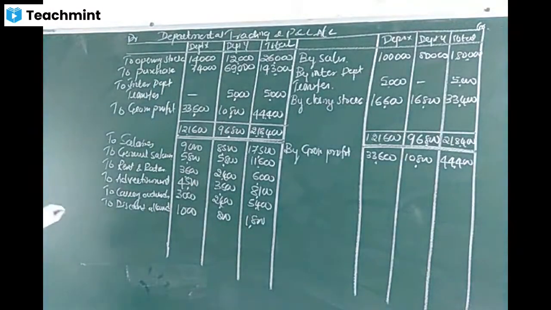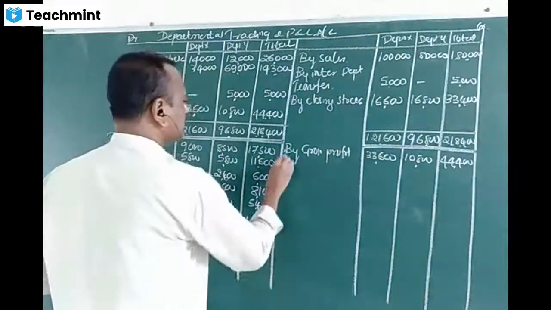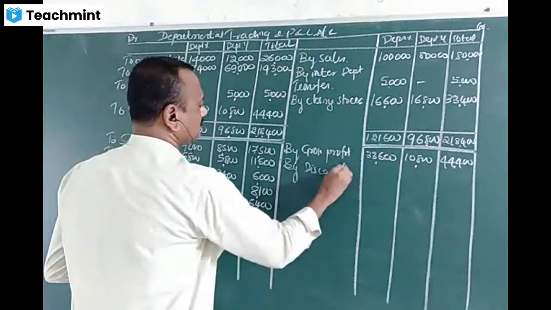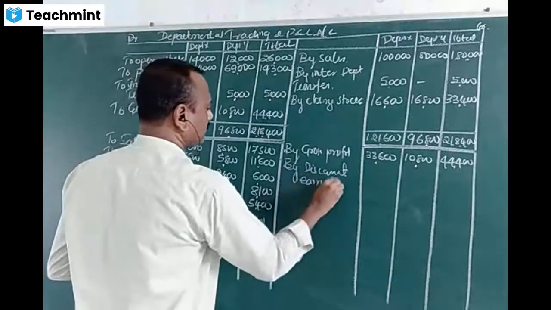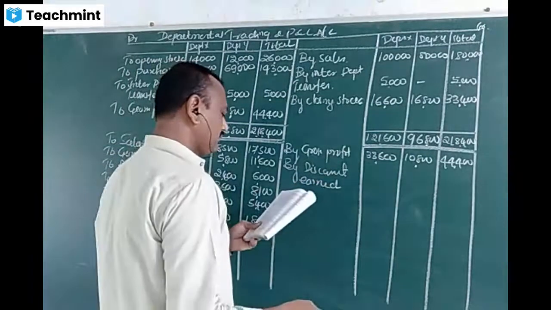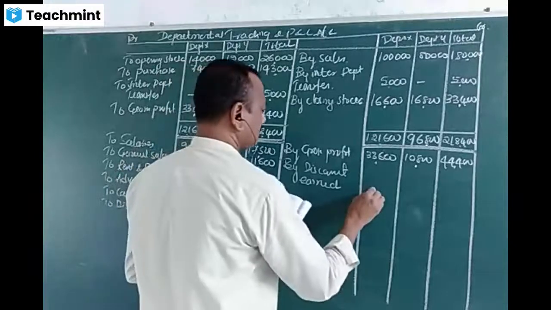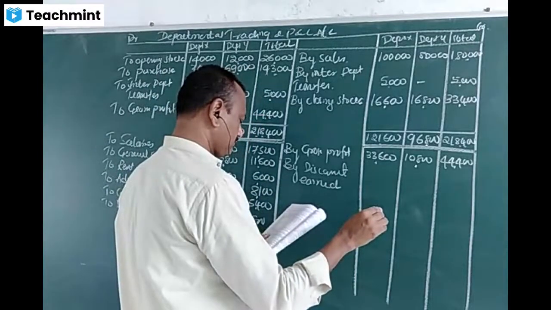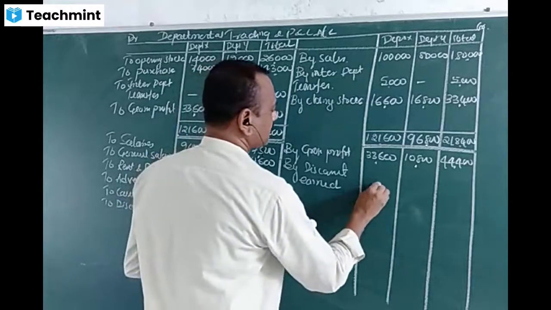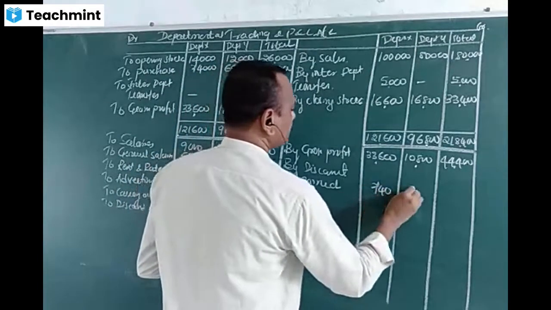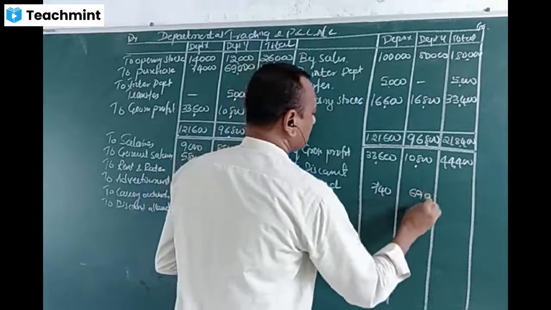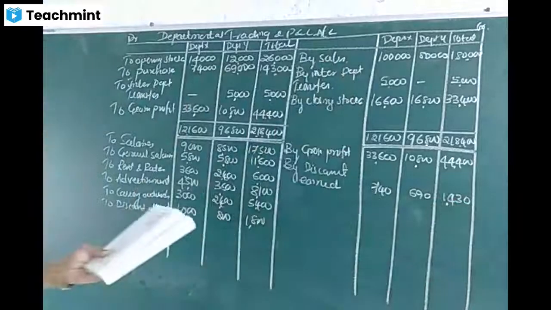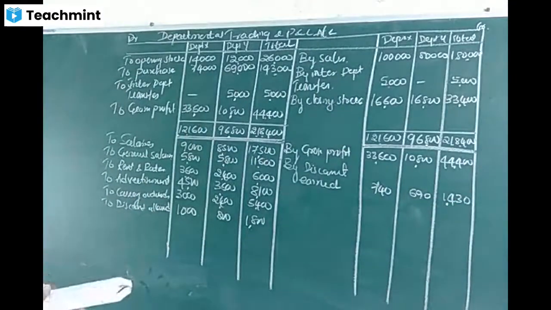After discount allowed, on the credit side, discount earned: 740 and 690, total 1,430. Accountancy charges we have to treat separately.